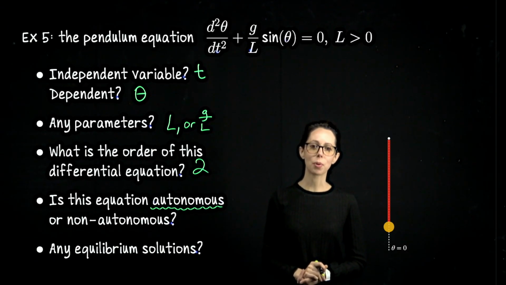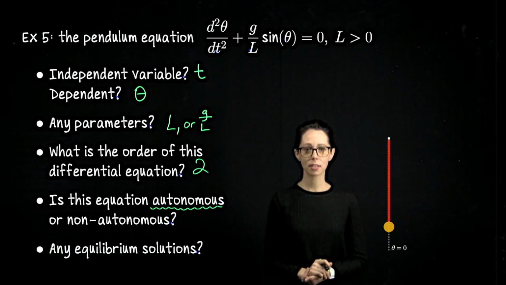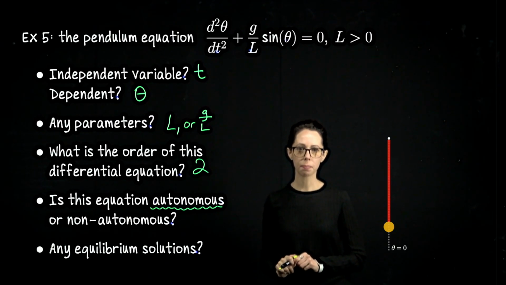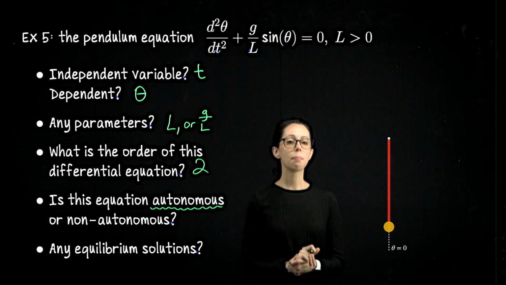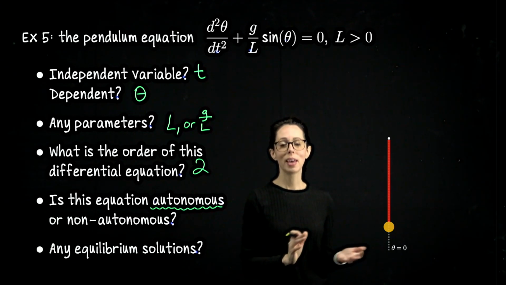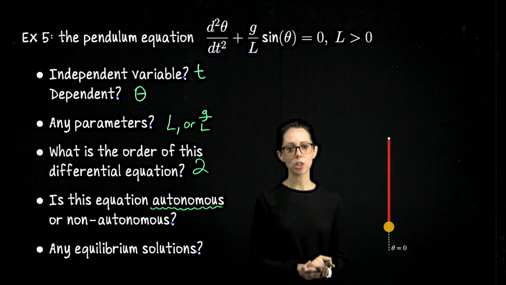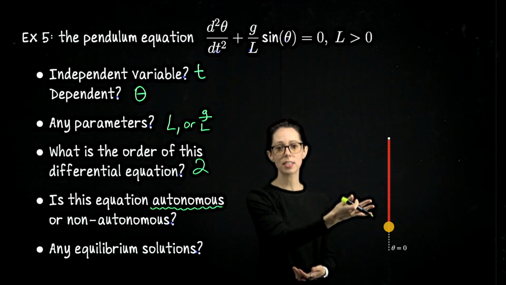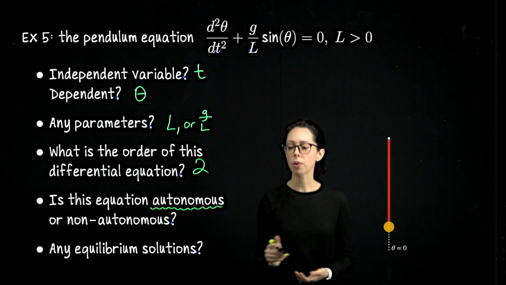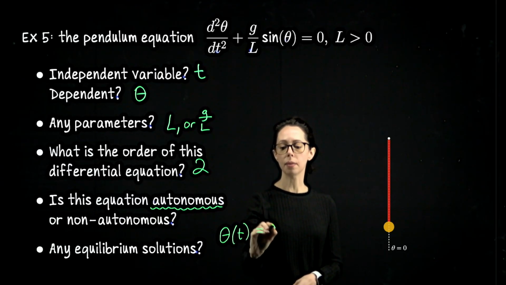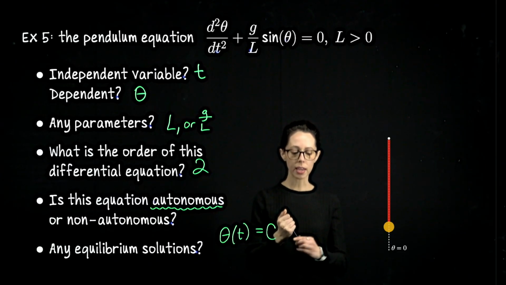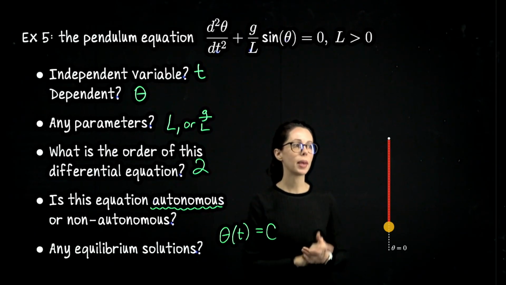Let's wrap up this example with the discussion of the equilibrium solutions. I want to do this a little bit differently. What I would like to do is first figure out what the equilibria should be based on our understanding of a pendulum. Then we will verify that that makes sense with the equation, because this equation should be modeling the physics of this pendulum. So let me remind you that an equilibrium solution is one which is constant for all time. So take a moment to think about a pendulum.